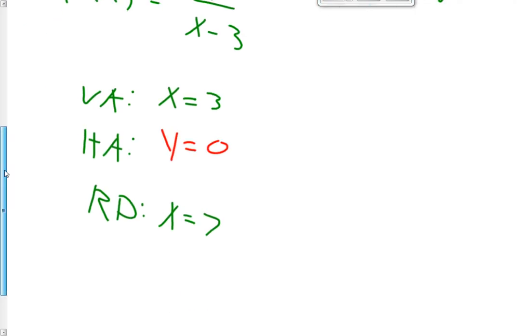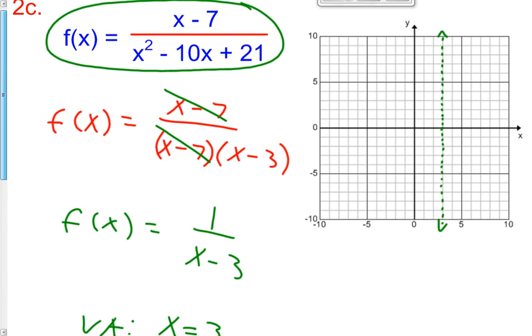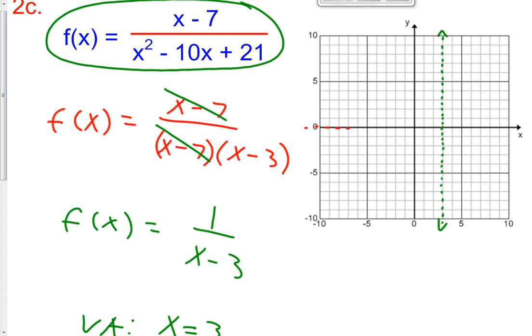Your asymptotes, class, will always be integers when I give them to you on a test. It'll never be like y approaches 1.5 or something like that. It's always going to be an integer.